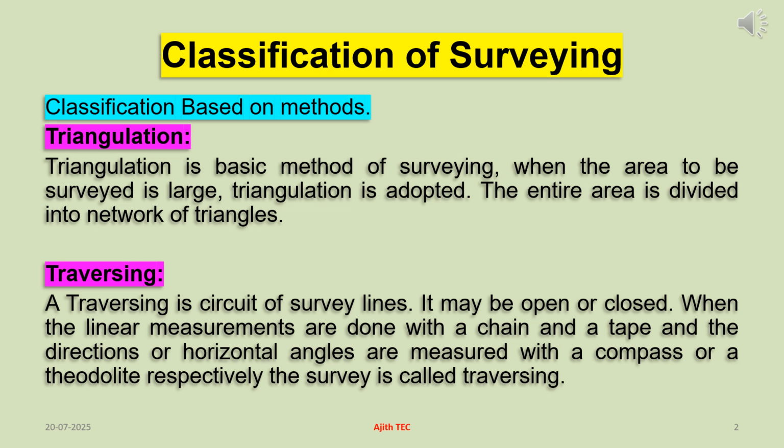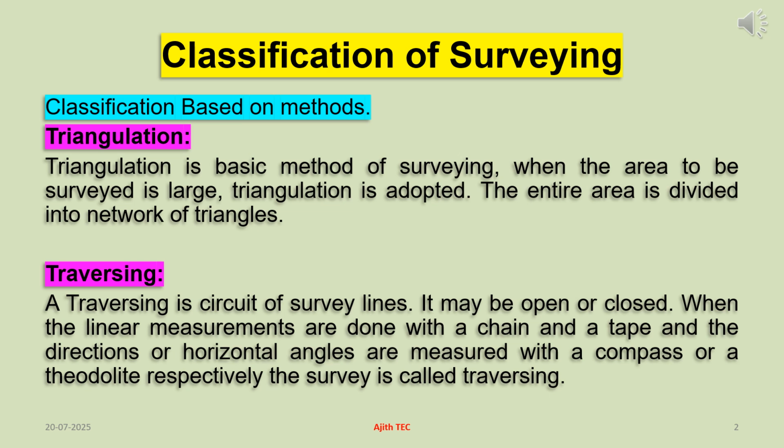Classification of surveys. Classification based on methods. Triangulation. Triangulation in surveying is a method used to determine the precise location of points by measuring angles and using trigonometric principles to calculate distances. It involves forming a network of triangles where the angles and one known side, the baseline, are used to calculate the lengths and coordinates of other points within the network. This technique is crucial for establishing control points for larger-scale surveys and for determining the size and shape of the Earth.